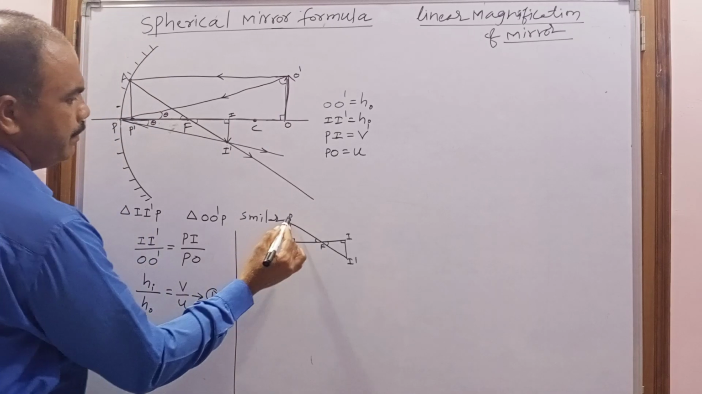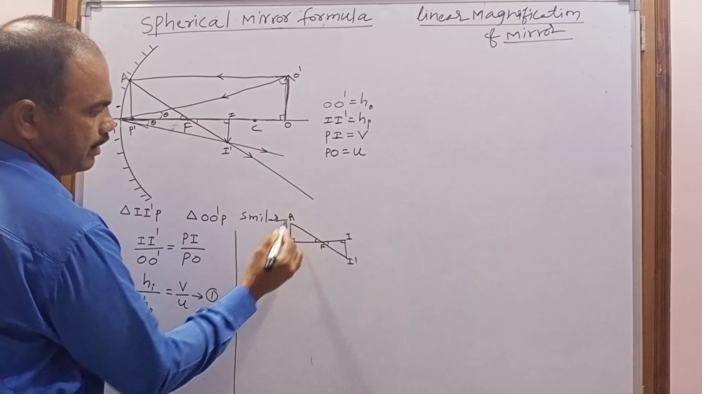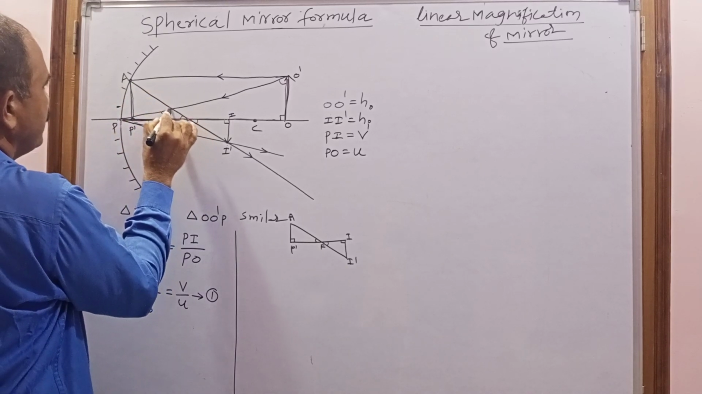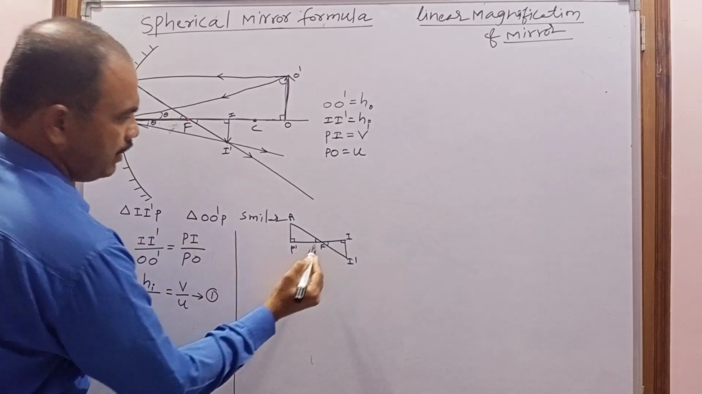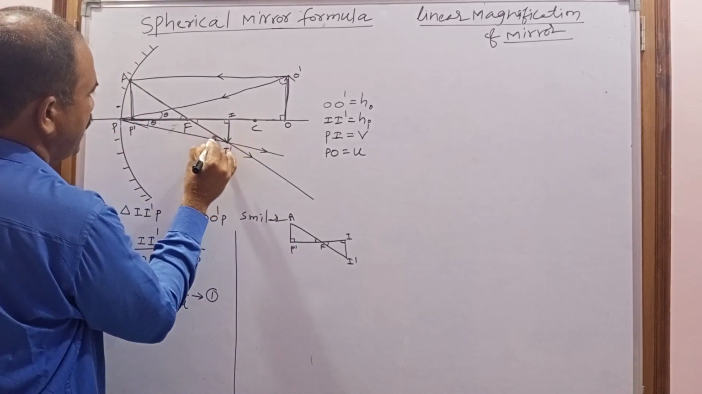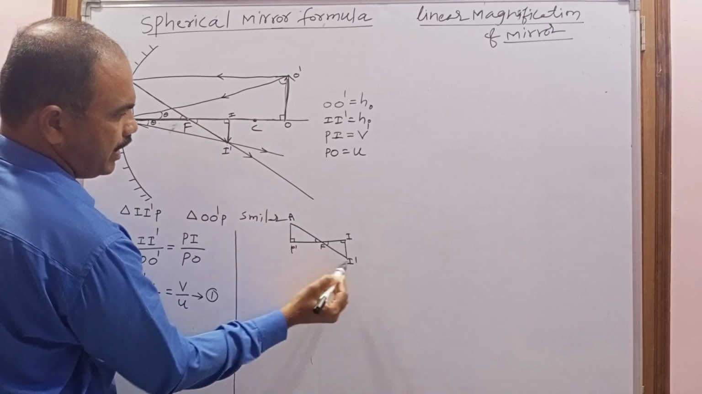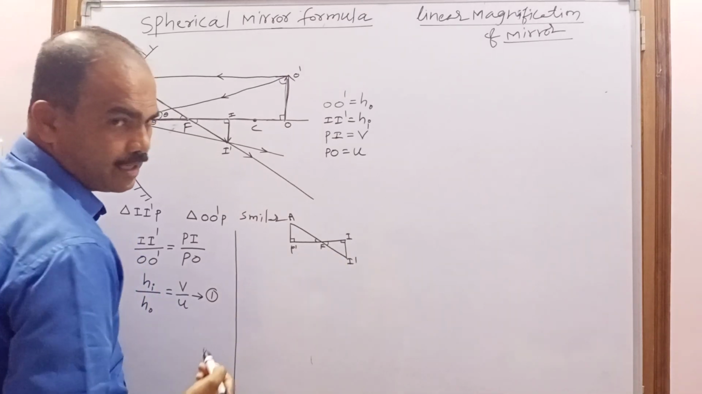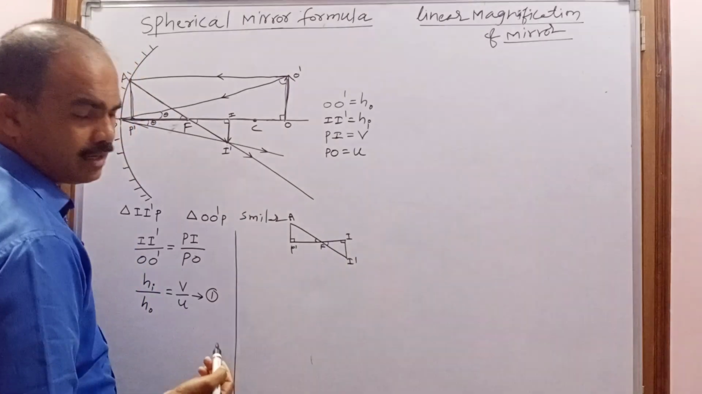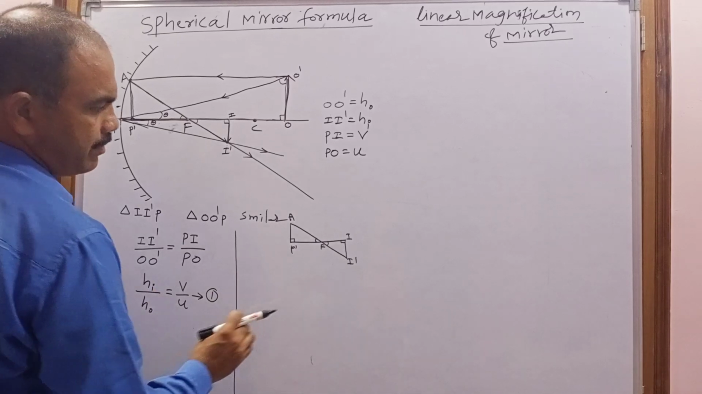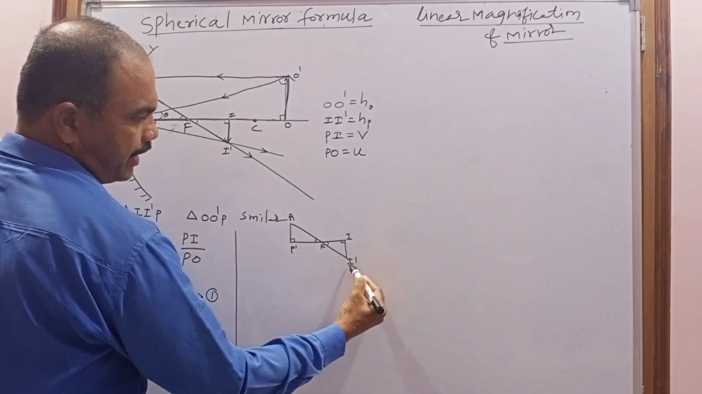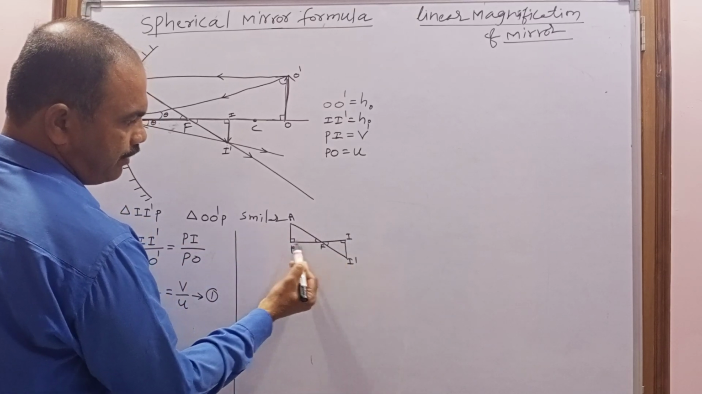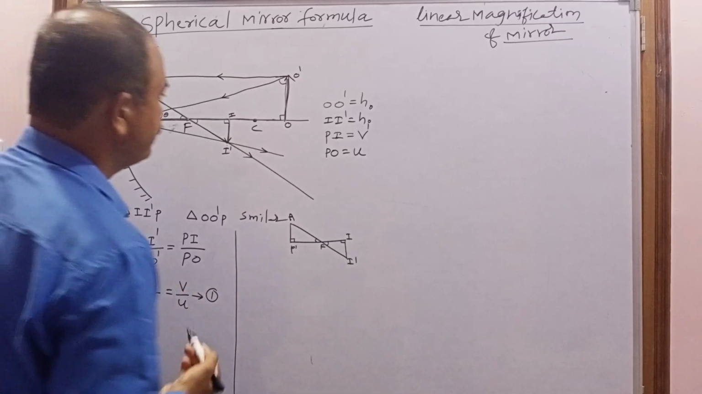So that's why triangle A P dash F and triangle I dash F are also similar triangles. When these two triangles are similar, their corresponding sides are proportional. So I am taking this side I dash by AP dash, and after that IF by FP dash. The ratio is the same.